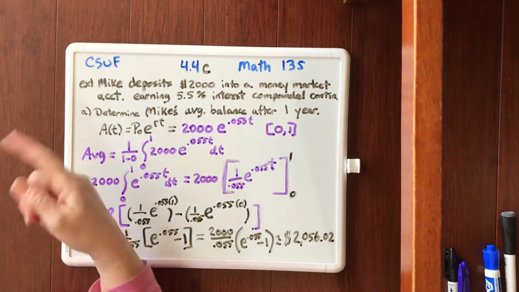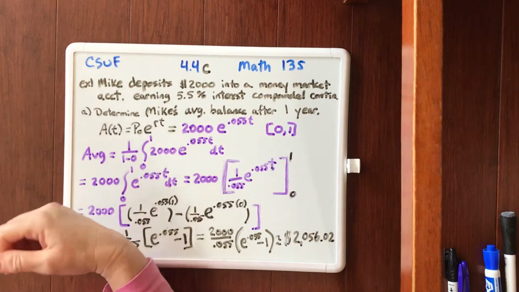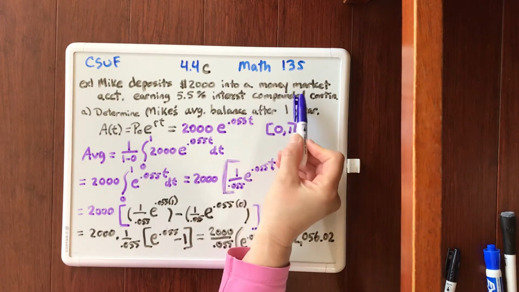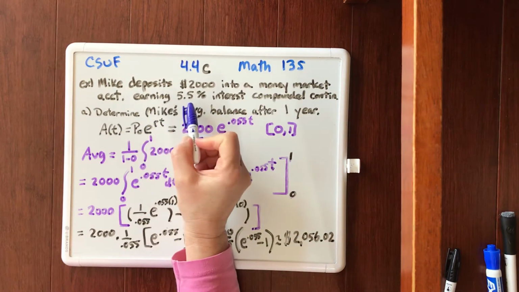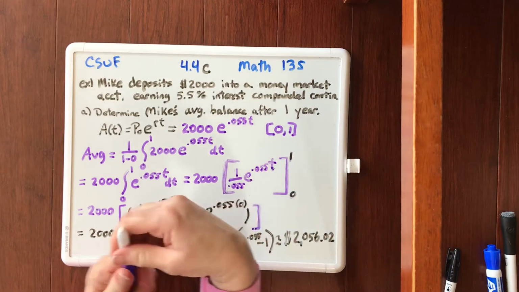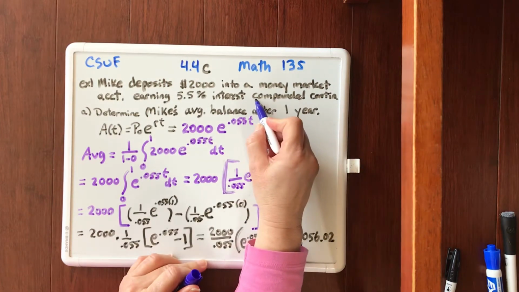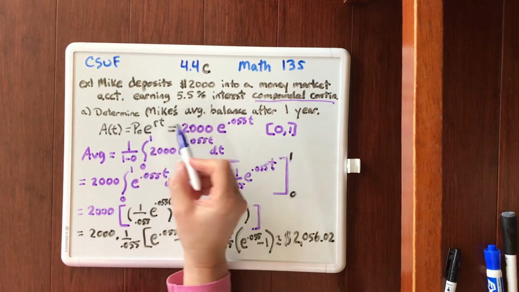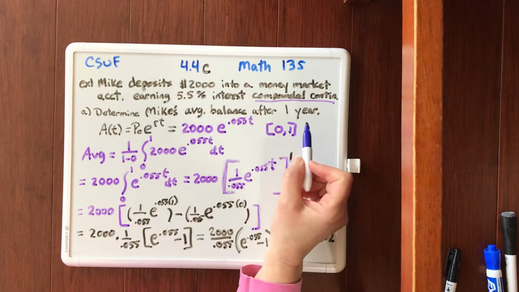So let's begin. Example: Mike deposits $2,000 into a money market account earning 5.5% interest compounded continuously. So there is a keyword right there, compounded continuously. Determine Mike's average balance after 1 year.